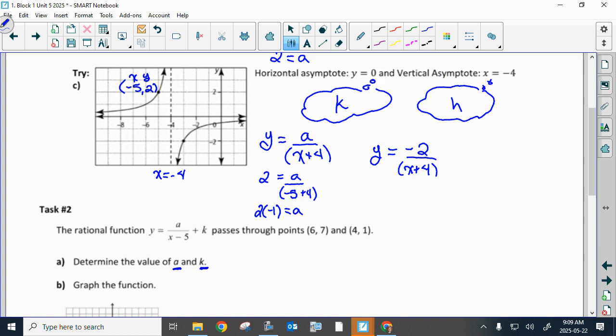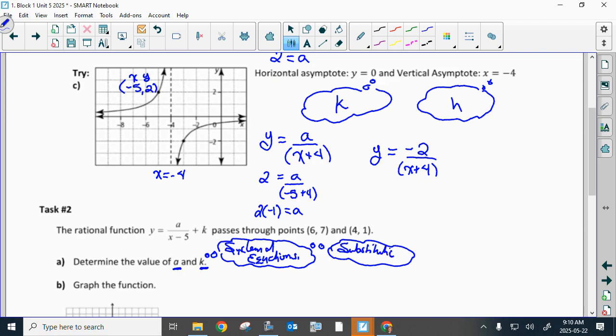You're going to have to create a system of equations, okay? So when you think two unknowns, I need you guys to think system of equations. And when you're thinking about a system, I need you to think either substitution or elimination, okay?